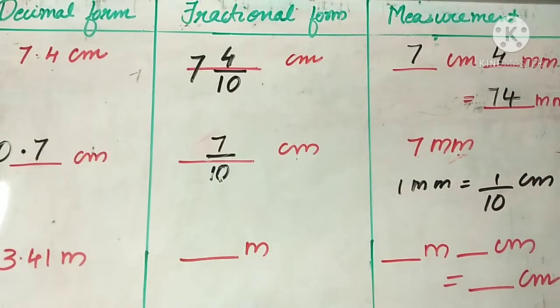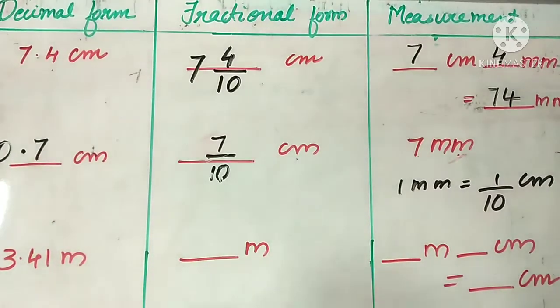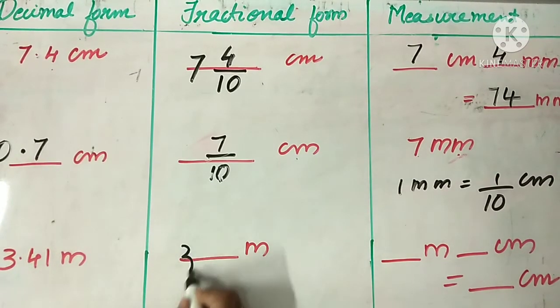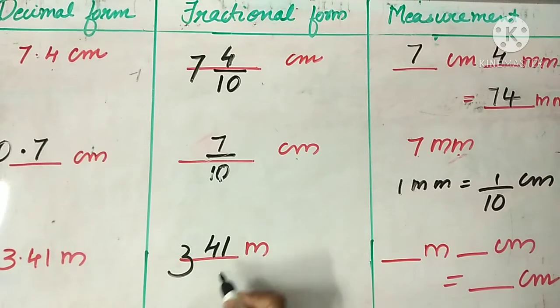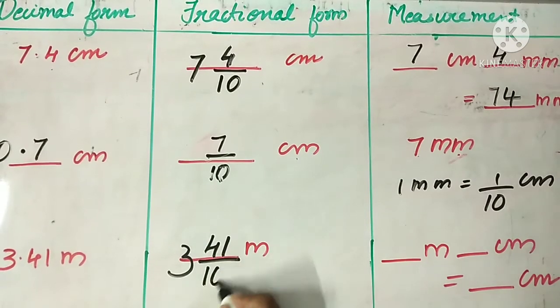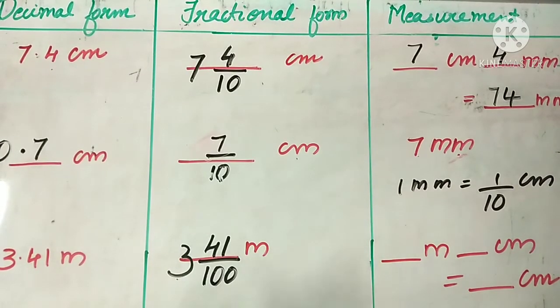Third question, 3.41 meter. Decimal form is given. We have to find the fractional form and measurement. 3.41 meter. 3 is a whole number. So we write it as a whole number. After the decimal point, 41. 41 we write as a numerator by, then after the decimal point how many numbers? 2 numbers. So we need to put 2 zeros. So the fractional form is 341 by 100 meter.